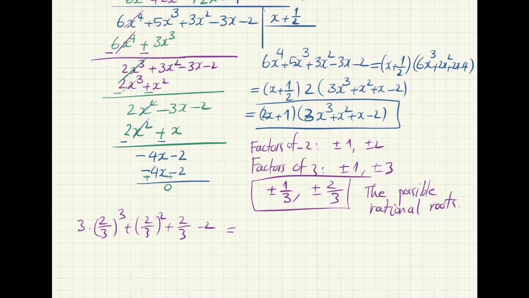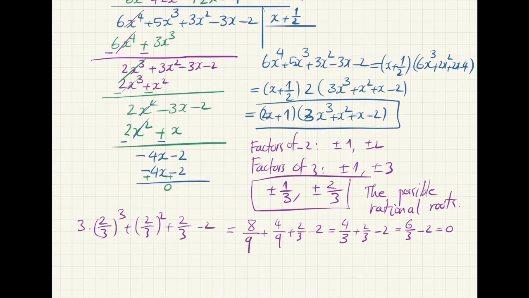So this becomes 8/9. The other one is 4/9. The other one is 2/3 minus 2. So this becomes 12/9, which I simplify by 3. It becomes 4/3 plus 2/3 minus 2, 6/3 minus 2, which is 0. Yes. So 2/3 actually works.